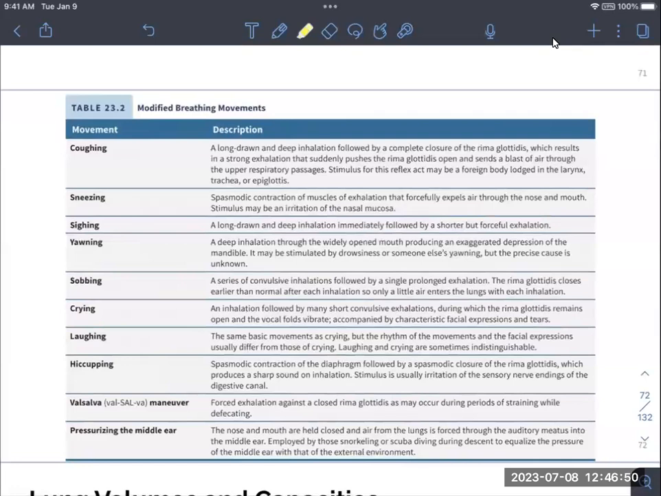Hiccuping is fun. Hiccuping is actually a spasm, usually within the phrenic nerve, that causes spasmodic contraction of the diaphragm. So every time you hiccup, that's a contraction of the diaphragm, kind of spasming out.